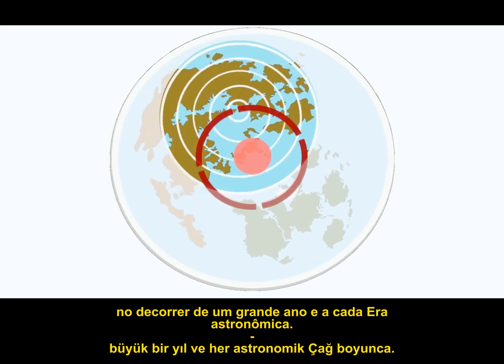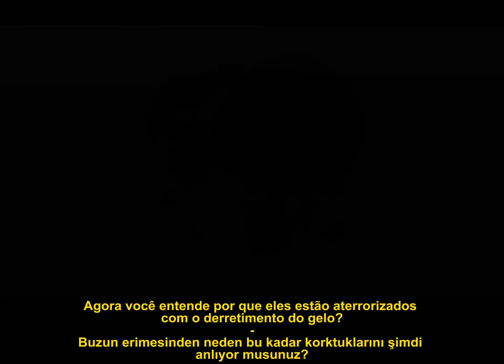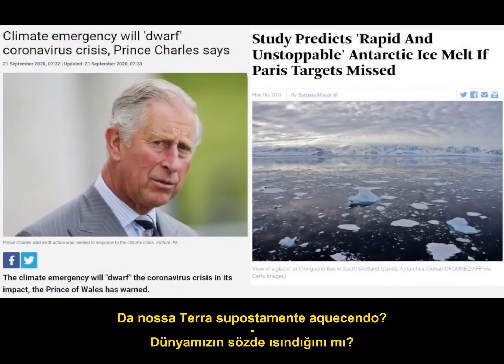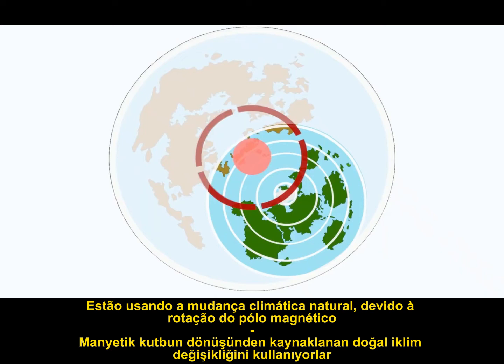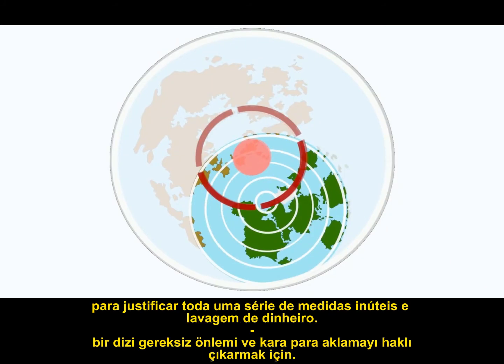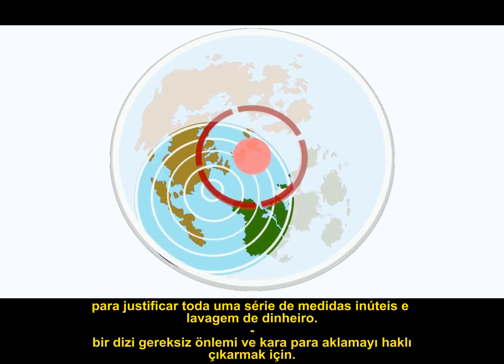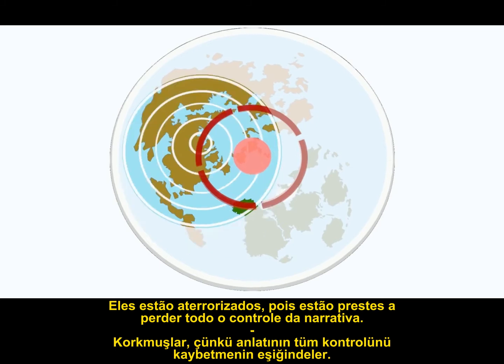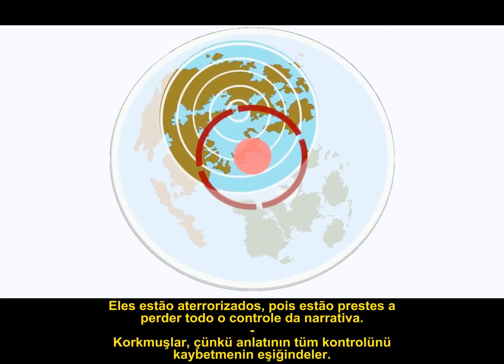Do you now understand why they are terrified of the ice melting, of our Earth supposedly heating up, and why this demonic joke of a man wants to dim the sun? They are using natural climate change due to the rotation of the magnetic pole to justify a whole host of useless measures and money laundering. They are terrified because they are on the verge of losing all control of the narrative.